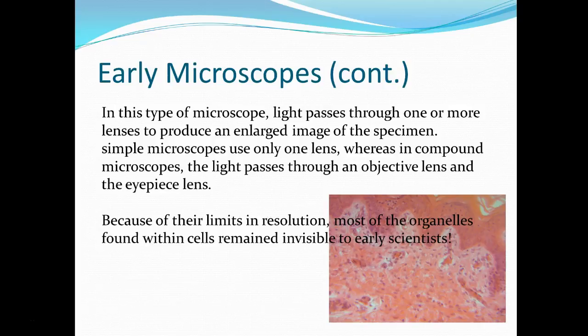In a simple light microscope, the light of course passes through one or more lenses to produce an enlarged image of the specimen. These earliest microscopes only had one lens, whereas the microscope like that you're going to use in class, of course, is a compound microscope. The light passes through an objective lens and then through the ocular or eyepiece lens. So even with these microscopes, they're pretty limited in how clear they can make an image. Most of the organelles that scientists know of now, they weren't even able to see with these earlier microscopes. The nucleus was certainly visible, but beyond that, there wasn't a whole lot more that was visible.